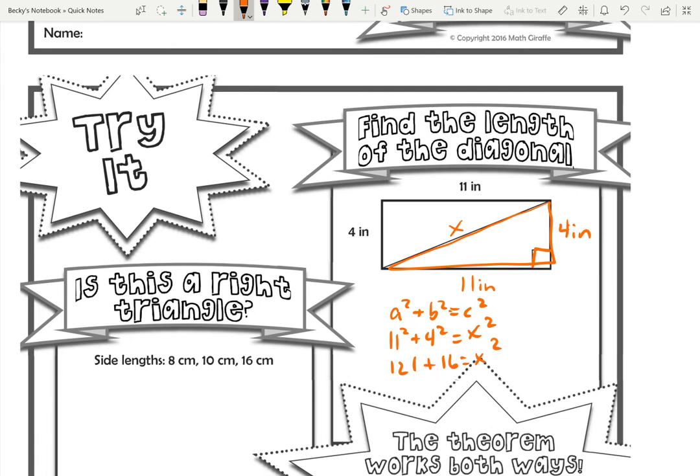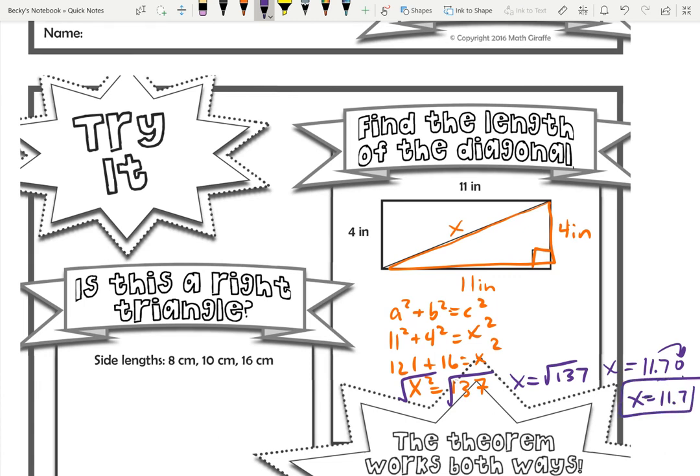Let's grab a calculator. Ignore that bell. So let's square root each side. And x equals the square root of 137. So again, let's practice rounding this off. When I type this in, I get 11.70. So when I round it, of course, I'm going to round down. So my answer is 11.7.